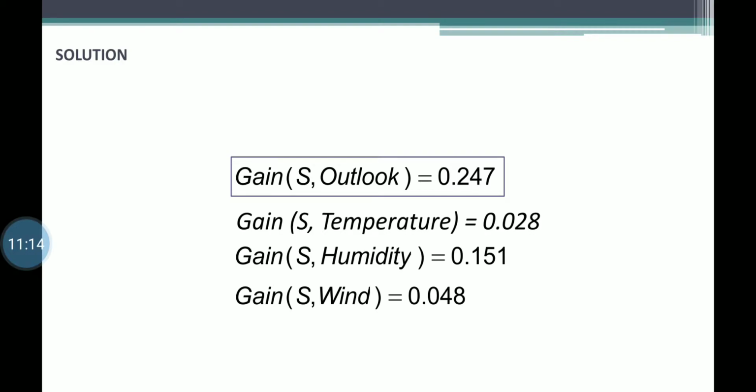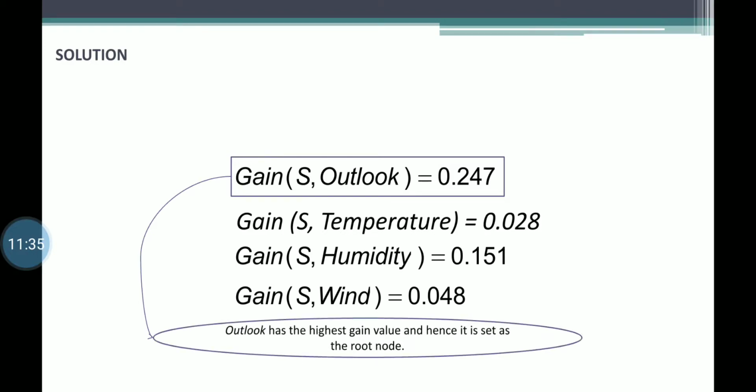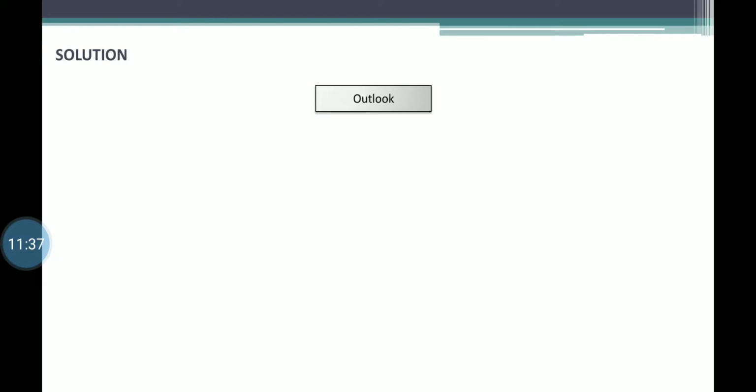So in the algorithm, we are going to select a node in the tree. Since this is the first step, at the end of the first step we select Outlook as the root node. So once Outlook has been selected as the root node, we can check with its resulting values in order to set up the nodes in the tree. So Outlook has the highest gain value, hence it is set as the root node.